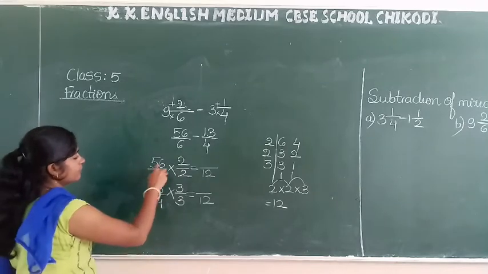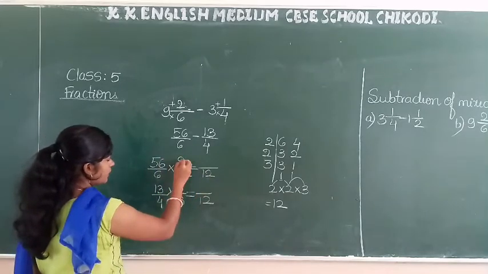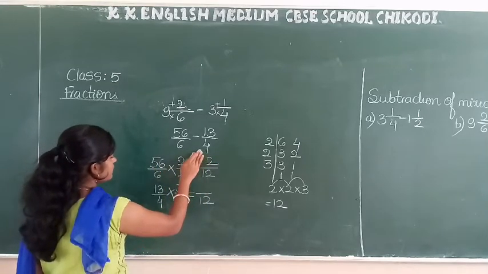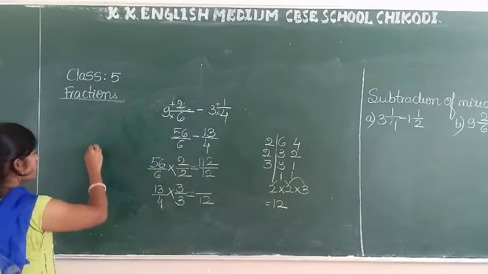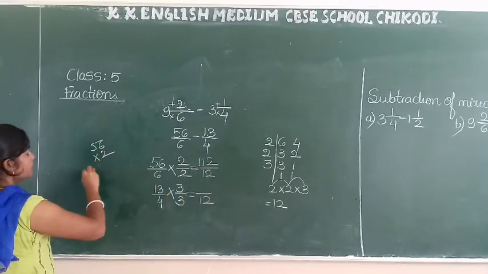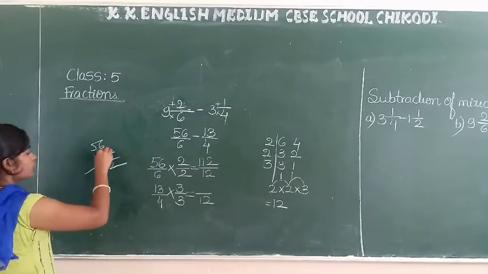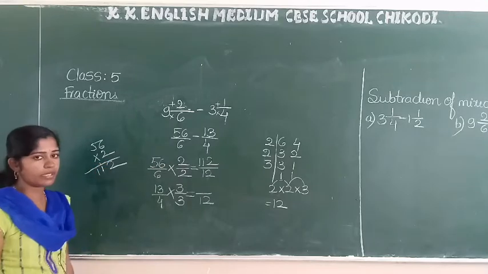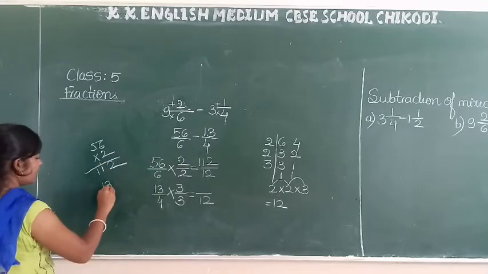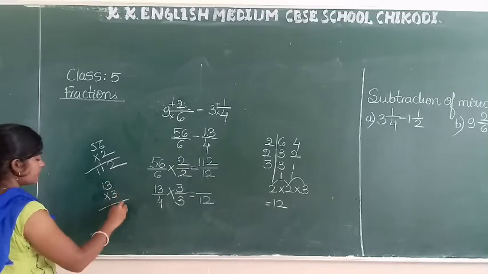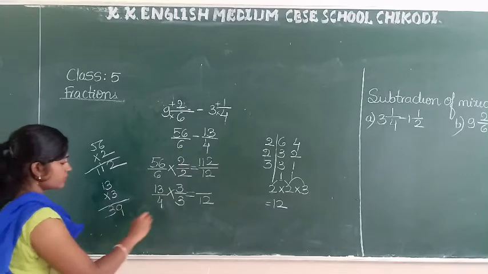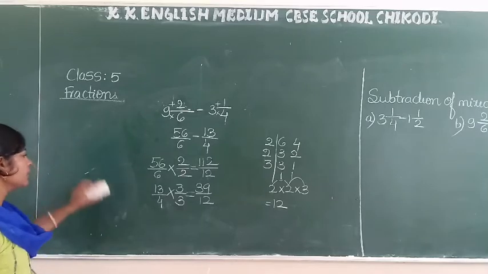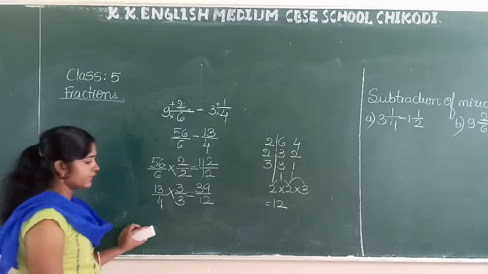Okay, then take 56 times 2. 2 sixes are 12. 2 fives are 10. 10 plus 1 is 11. So you have to write 112. If you are getting confused, take 56 into 2. 2 sixes are 12, 2 fives are 10, 10 plus 1 is 11. Next 13 threes are 3 threes are 9, 3 ones are 3. So here you have to write 39. If you are getting confused to multiply, do rough work and write the correct answer.